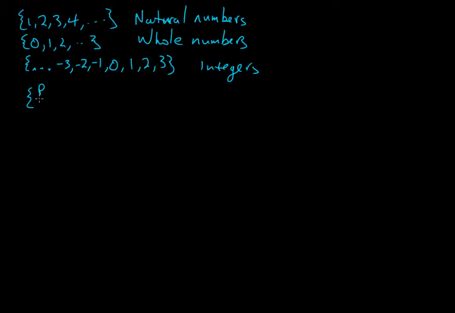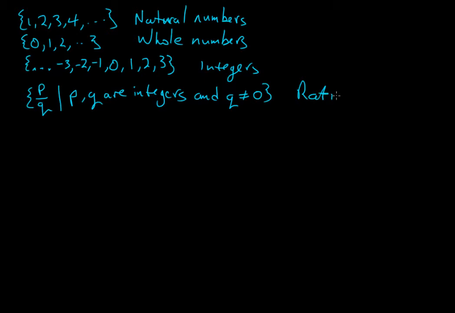And we describe it as the set of all p over q, is the fractions, right? Such that p and q are integers and q is not equal to 0. Now, why would we do that? Well, that's so that we don't divide by 0. It's just a requirement that we have to stick in there just in case. So these are the rational numbers, or the rationals.